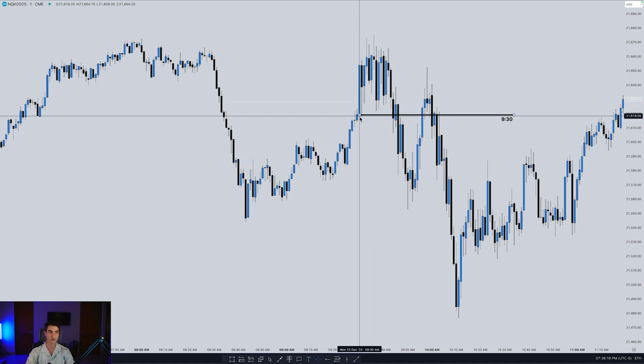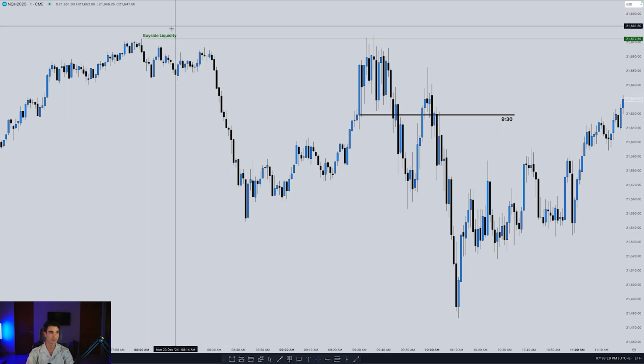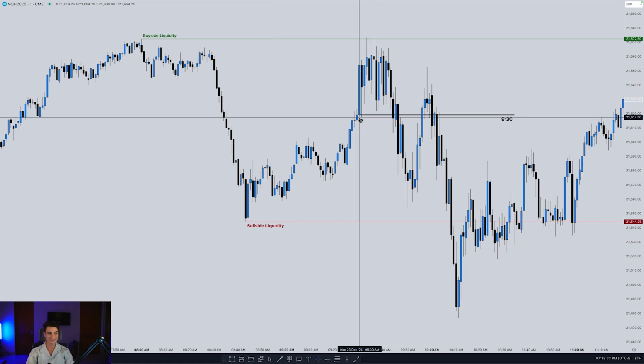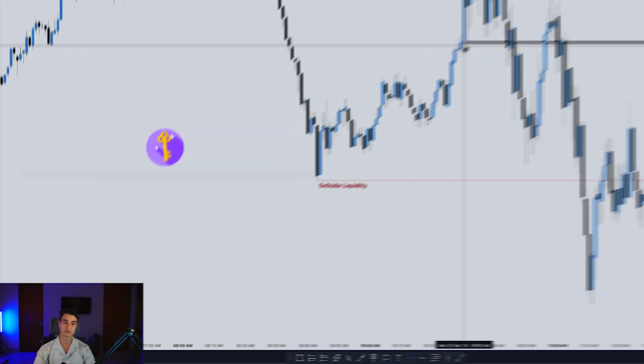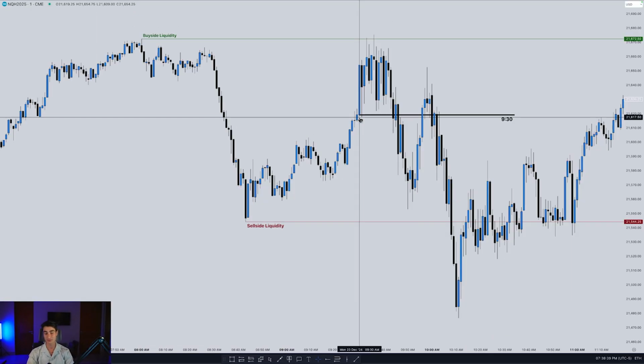And this is what I look for at 9:30. So again, we start with time. That's going to start everything as a smart money ICT trader. From there, we then want to look at price, right? Time first, then price. What do we look for in price? Buy side liquidity, sell side liquidity. So what I start to study at 9:30 is what liquidity does the market gravitate to first. That's going to be extremely influential for what we're looking at in the morning session.